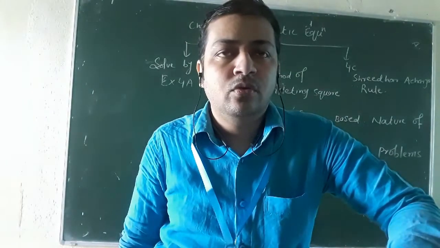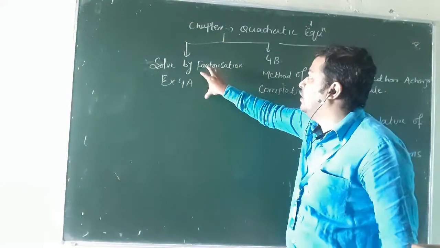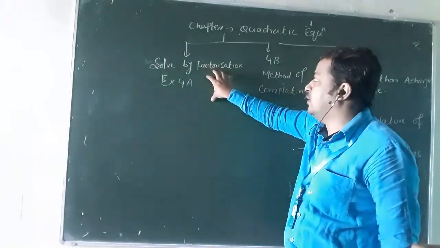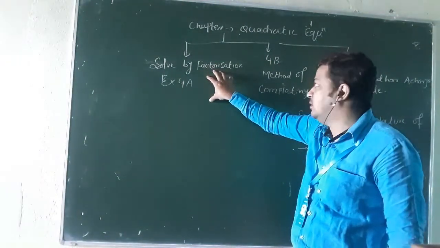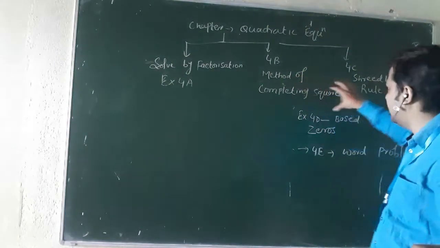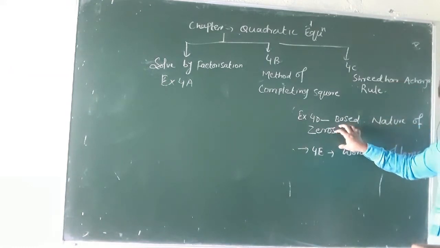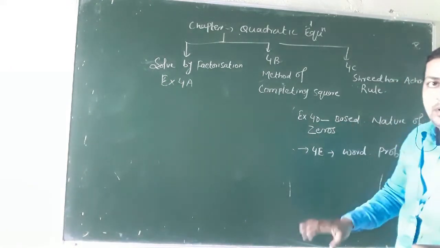In my next video you will see I will go part by part. First I will select this one, I will solve some questions related to factorization, then I will go for the method of completing square, then the Sridhar Acharya rule, then nature of the zero, then word problems, then it will be completed.